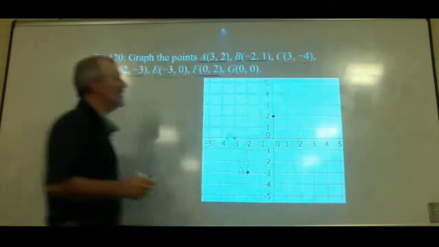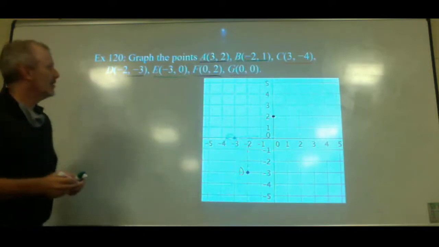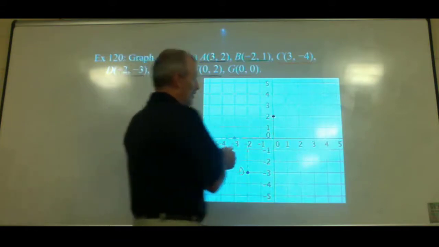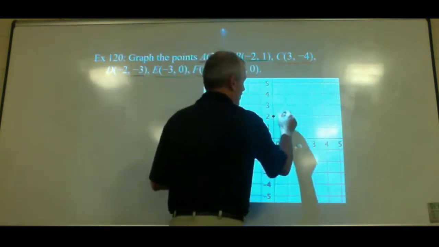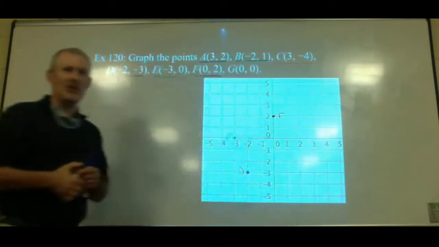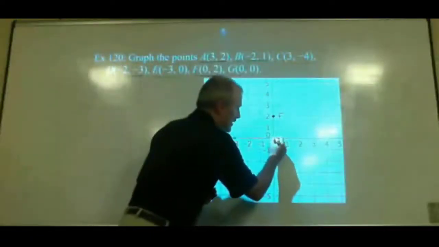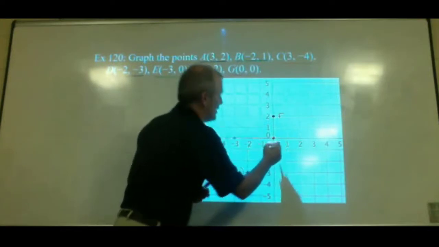And then G is 0, 0. Just in the middle. Oh, I didn't label the F. Yeah, 0, 0 tells us it's going to be where? It's not moving at all. It's moving 0 left and right and 0 up and down. So what color do I use? Red. It's going to be the origin. That's correct. That is G.